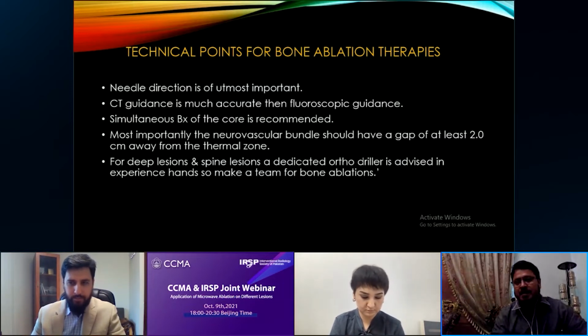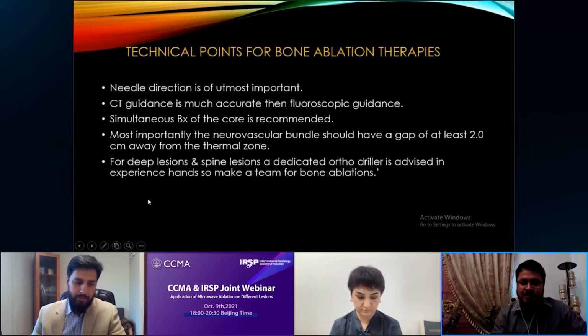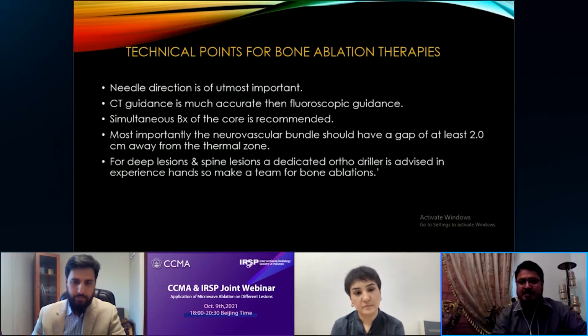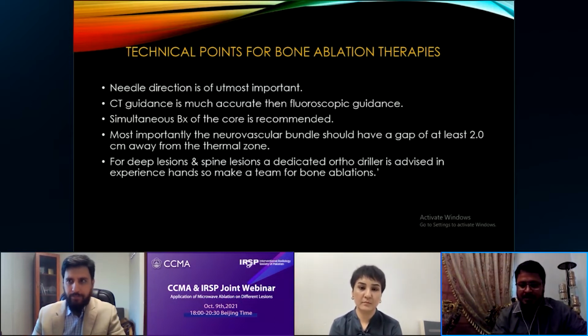Some orthopedic or other IR colleagues use fluoroscopic guidance, but I strongly suggest doing all these cases under CT guidance. Simultaneous biopsy of the core is recommended for a definite 100% diagnosis. Sometimes it is very challenging to get tissue for histopathology because of the size of the lesion and the bore of the approaching needle. So sometimes it is impossible or difficult, but many times we can get some tissue for histopathology.